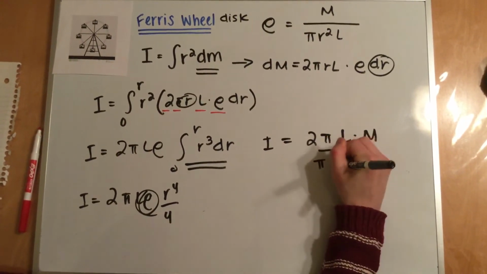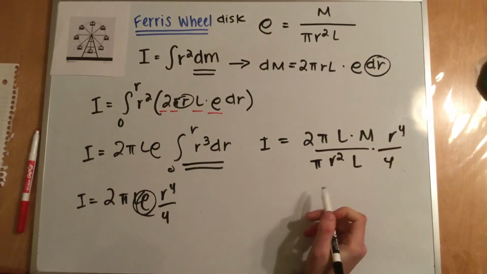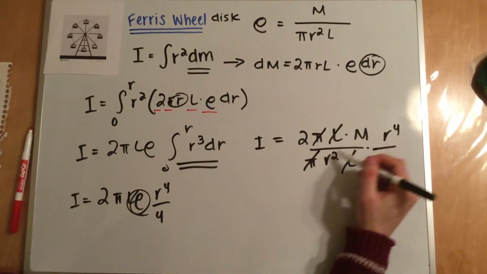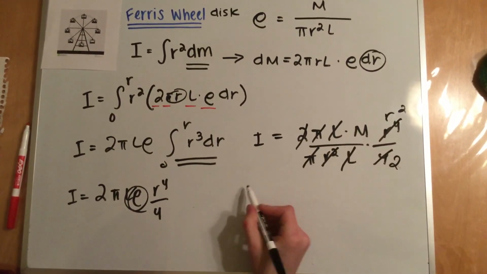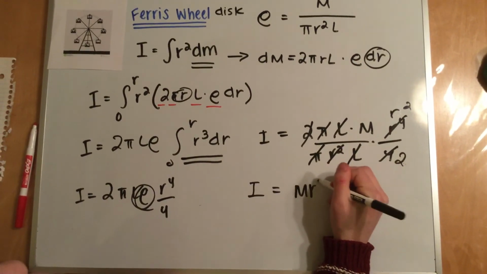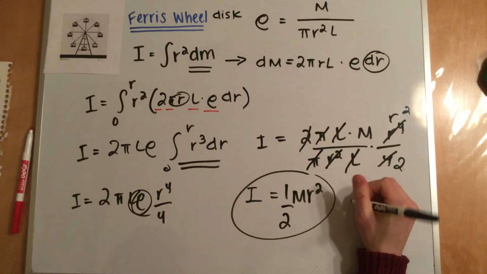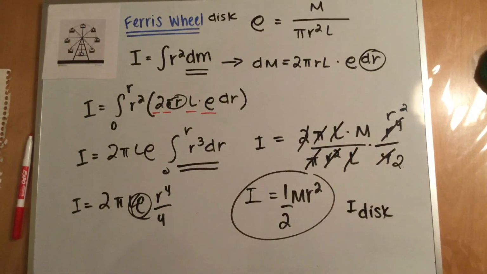over pi r squared l times r to the 4th over 4, you can cancel out the l's, and the r squared can go to just r squared, and this can cancel out to 2. Your final moment of inertia for a Ferris wheel is m r squared divided by 2, which, if you Google it, is exactly the same as the moment of inertia of a solid disk.